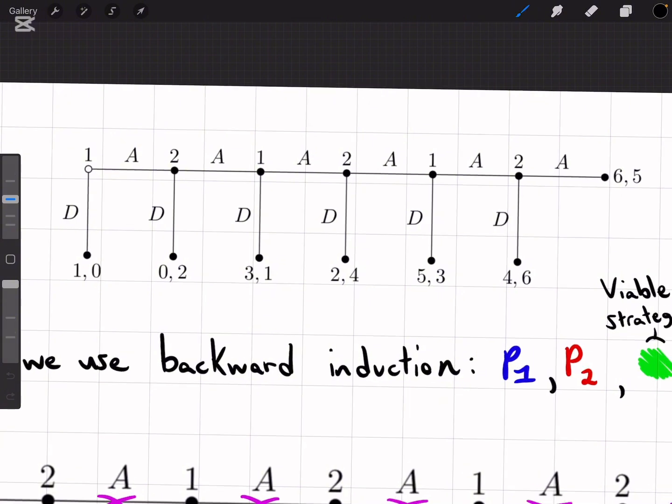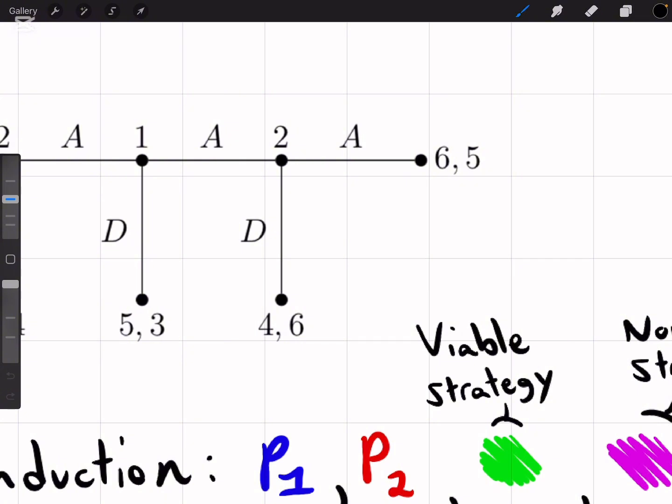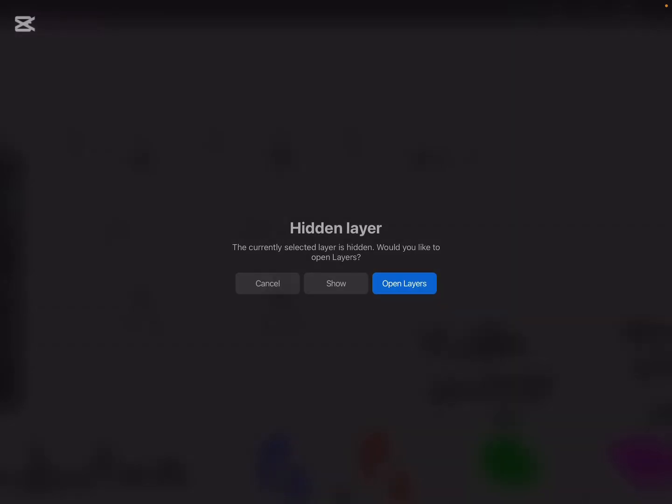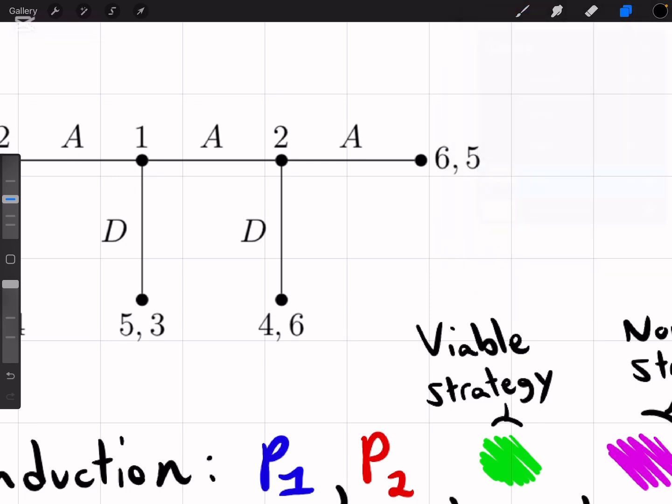You have player 1 and player 2 with either decision A or decision D. And the payoffs kind of work like this. Okay, so player 2 is choosing here to either get a payoff of 5 or 6. And so player 2 is always going to go down here for the higher payoff, right? Because 6 is larger than 5.